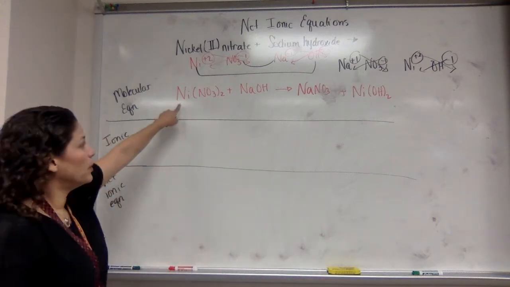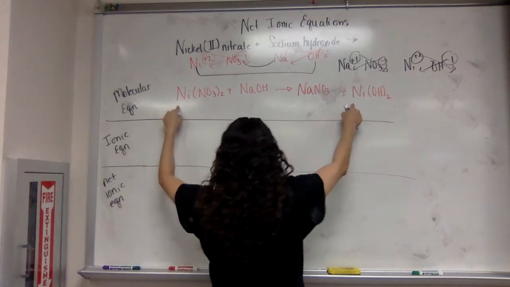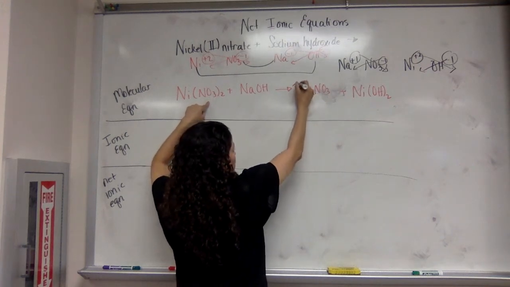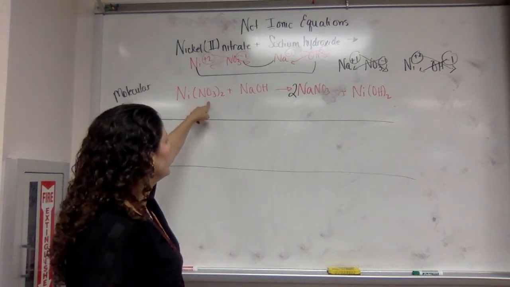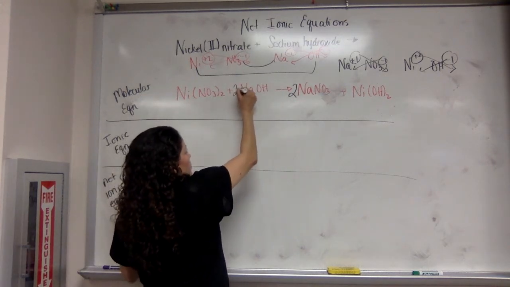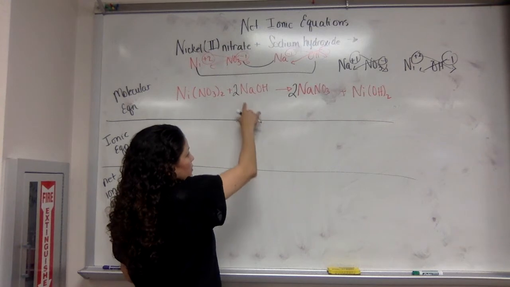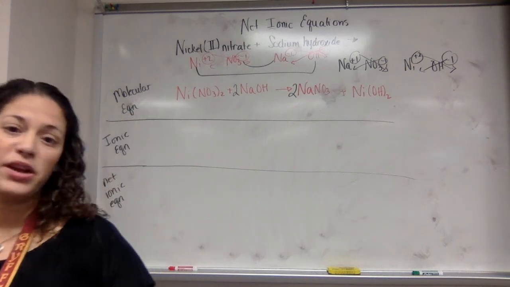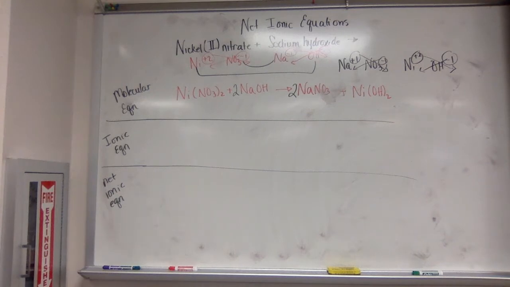So I look at it: 1 nickel here, 1 nickel there. Good. 2 nitrates here, 1 there. Put a coefficient of a 2 there. Okay, so now I have 2 sodiums. I have 1 here. Put a coefficient of 2. It gives me 2 sodiums. That fixes that problem. 2 hydroxides, 2 hydroxides. Perfect. That was an easy equation to balance. No big deal. Well, let's go ahead and look to see who's aqueous and who's not.